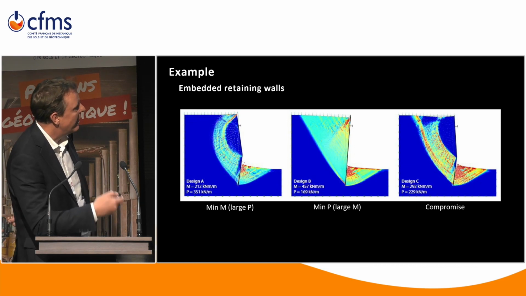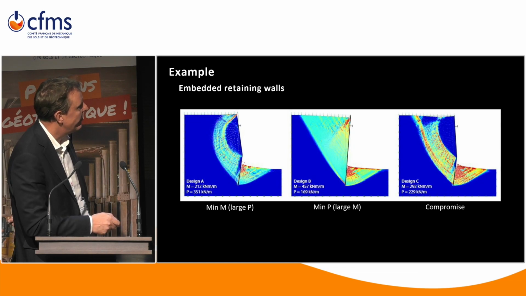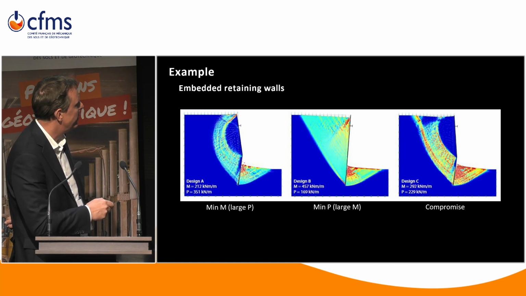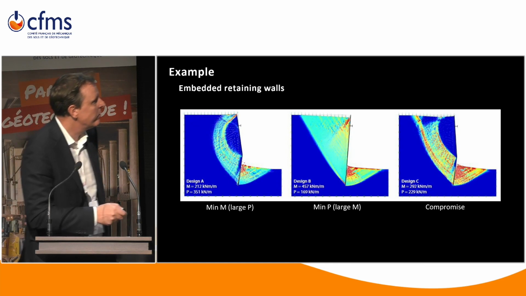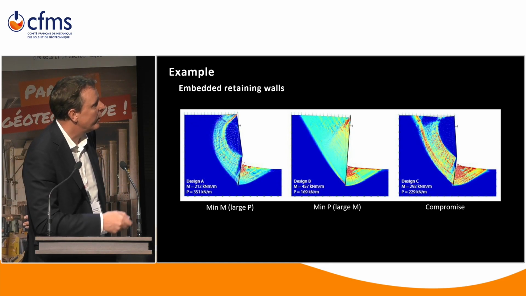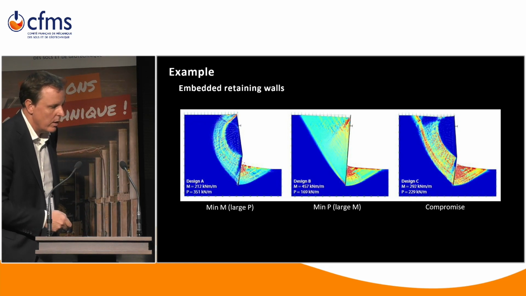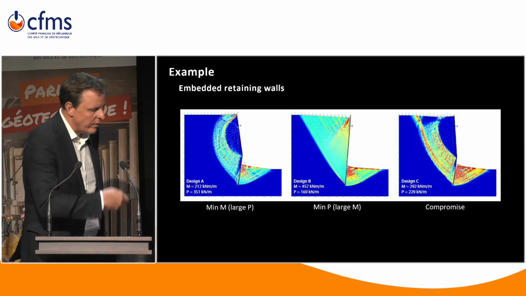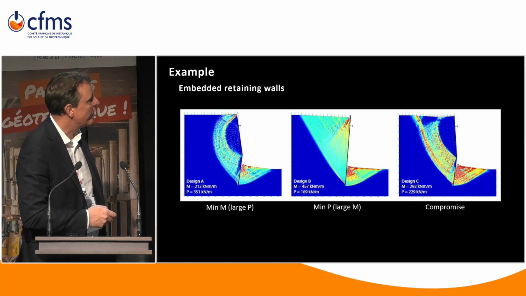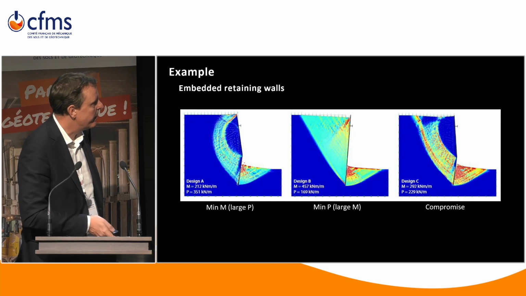And then the reverse, where we find the solution with the smallest possible anchor force. That's a lot less. That's half of what we had originally, but the moment is then twice. Or you can come up with some sort of compromise where you have both moderate anchor force and moment. And you can take this to a logical conclusion, quite easily.